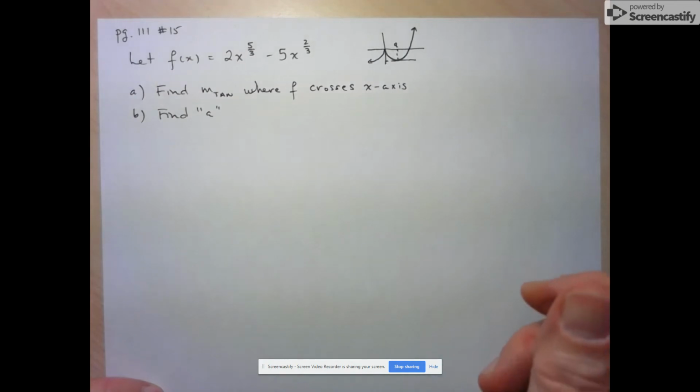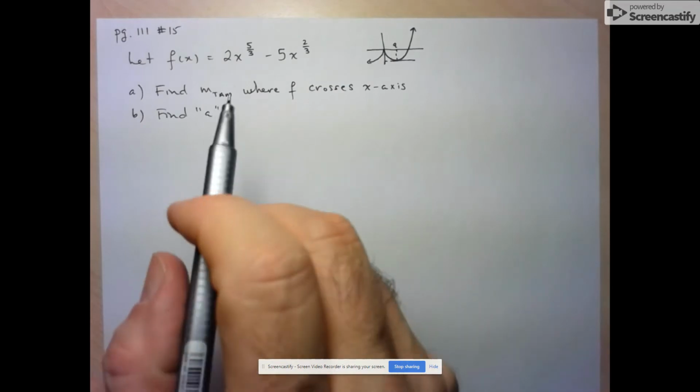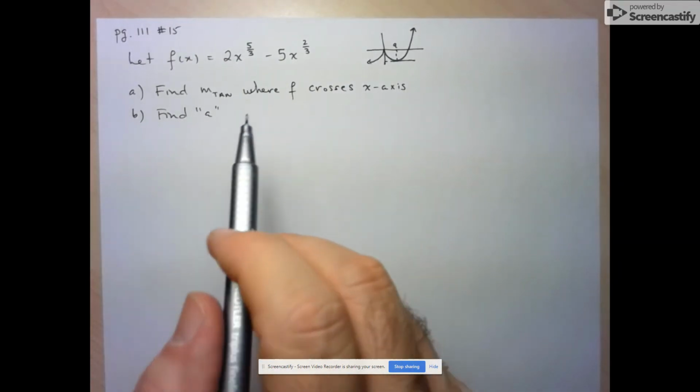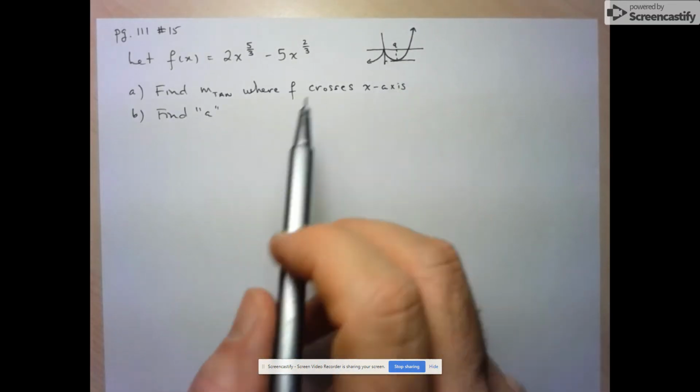Hi folks, we're going to take a look at number 15 from page 111 from the Unit 1 assignment. They give us this function, which is not a function we're used to working with. They also give us the graph, so this is what this function here looks like.